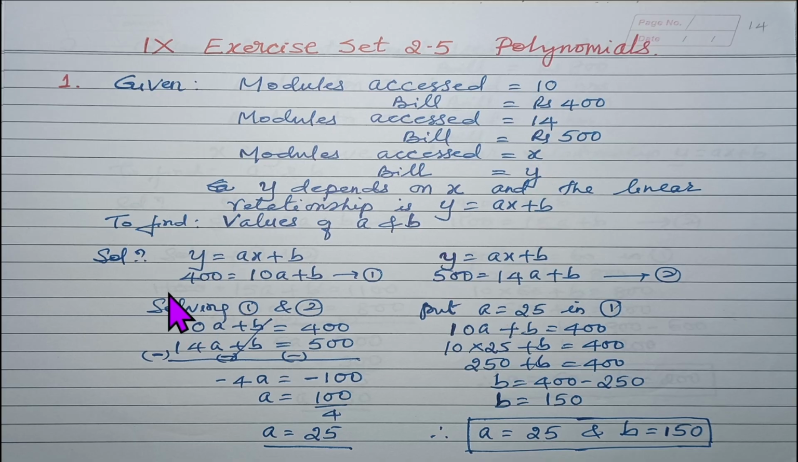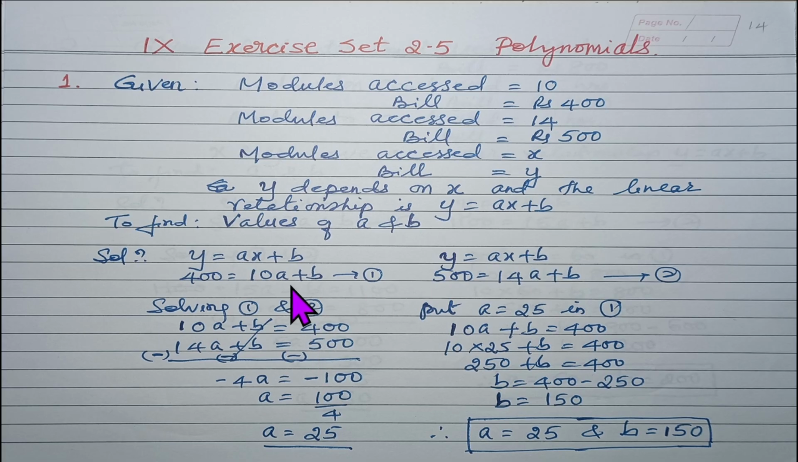Now when y is 400 rupees, then x is 10. So we have got 10a plus b here, and when y is 500, then x is 14, and therefore we have got 14a plus b. Now we can solve these two equations by any one of the methods of solving equations.